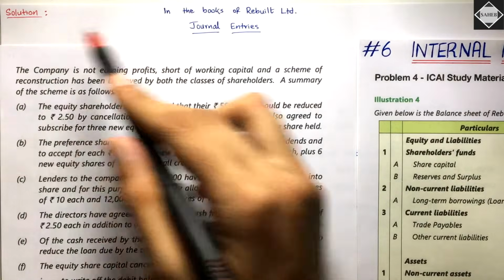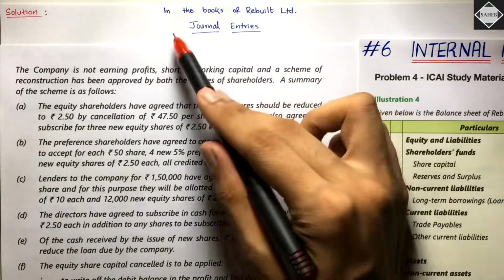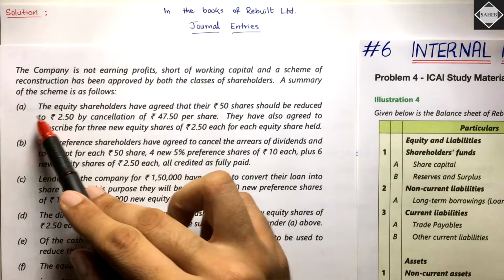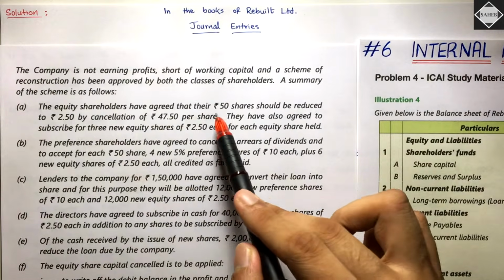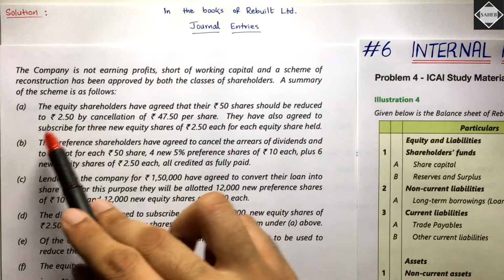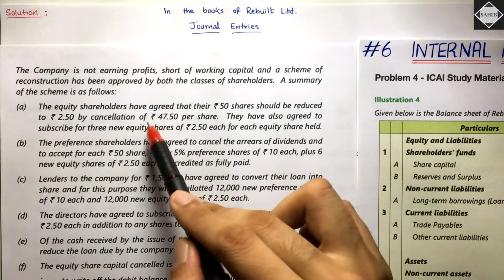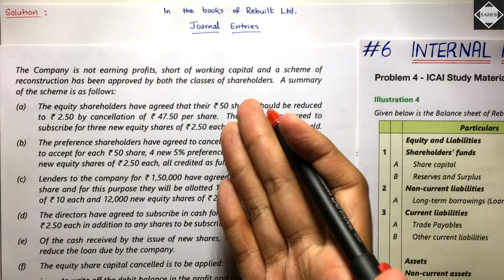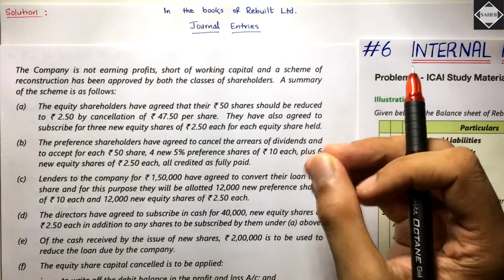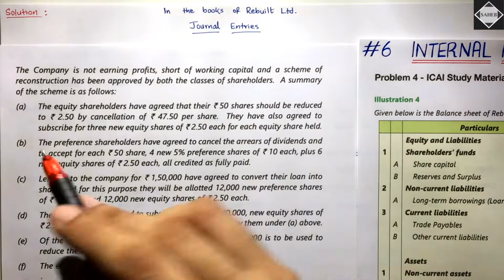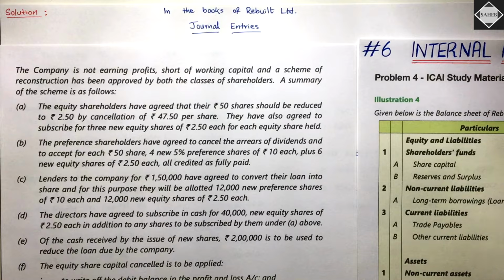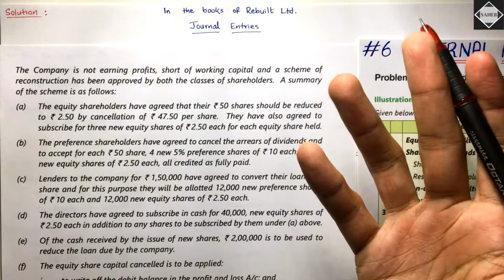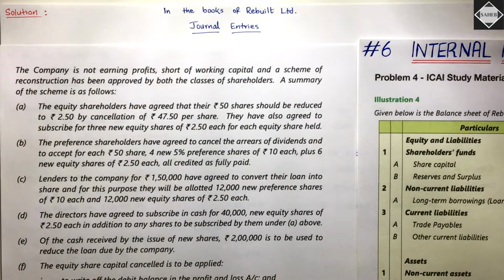Now see here, we have the solution. In the books of Rebuilt Limited, we have to pass the journal entries one by one by looking at the adjustments. So let's start with the first one. See A, the equity shareholders have agreed that their rupees 50 shares should be reduced to rupees 2.5 by cancellation of 47.5 per share. So from this first sentence, you can easily understand they are talking about reduction in the face value. Rupees 50 share is being converted into rupees 2.5 share. Okay, the face value. Such a huge reduction of 47.5 per share, but it doesn't matter. The question is saying that, so we just have to follow and reduce the face value.